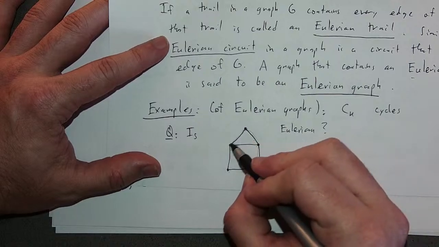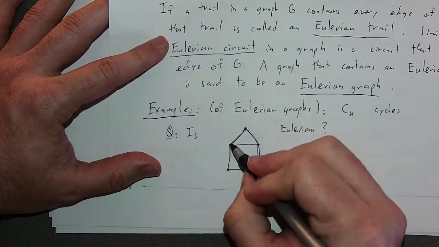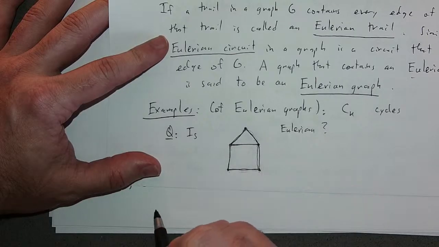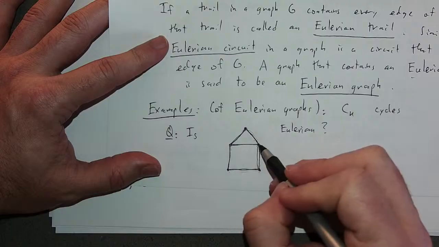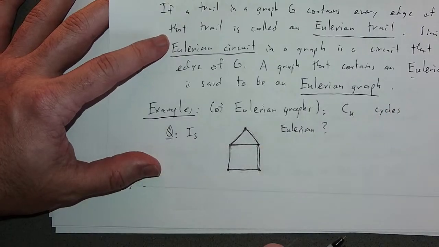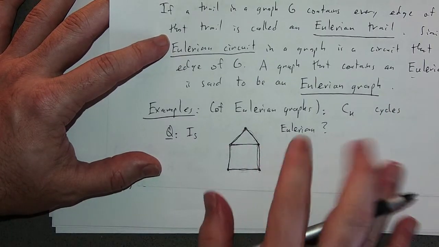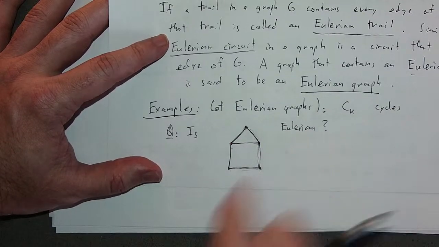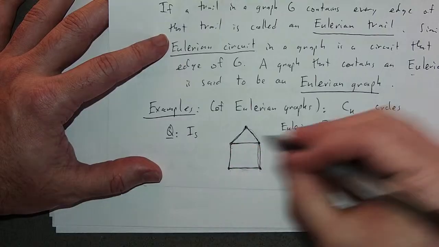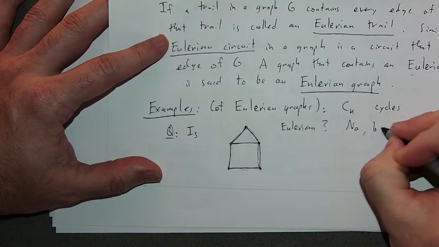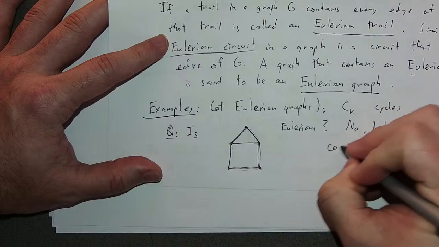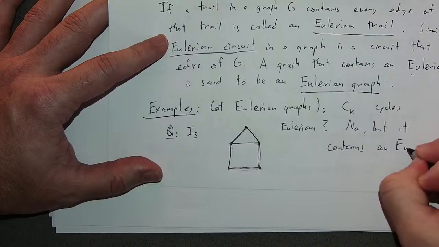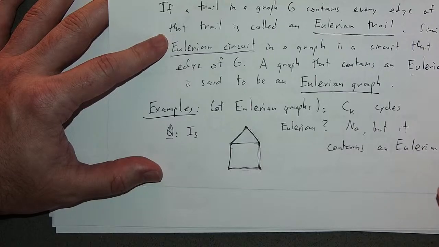So here, there, that's an Eulerian trail from this vertex to that vertex, right? It traverses every edge. It never repeats an edge. It's not an Eulerian graph because that is not an Eulerian circuit, and it's impossible to find an Eulerian circuit. But it contains an Eulerian trail. So is this Eulerian? No, but it contains an Eulerian trail. It's not the only one it contains. You could start at this endpoint as well. See if you can find any others.